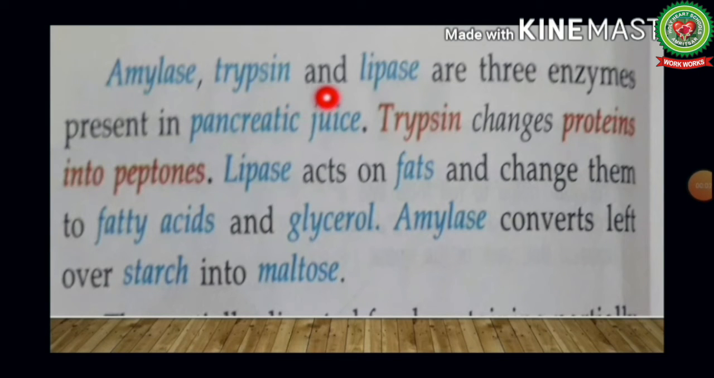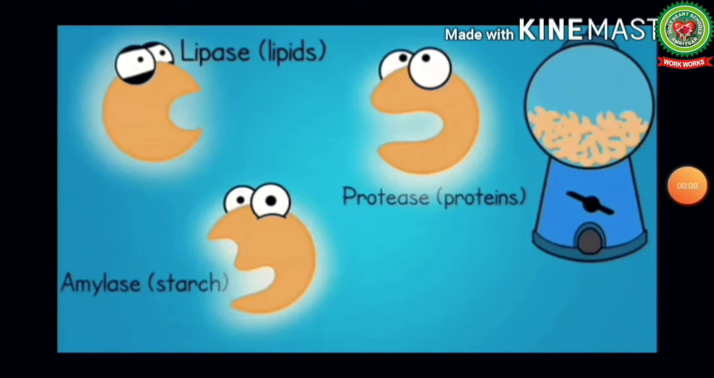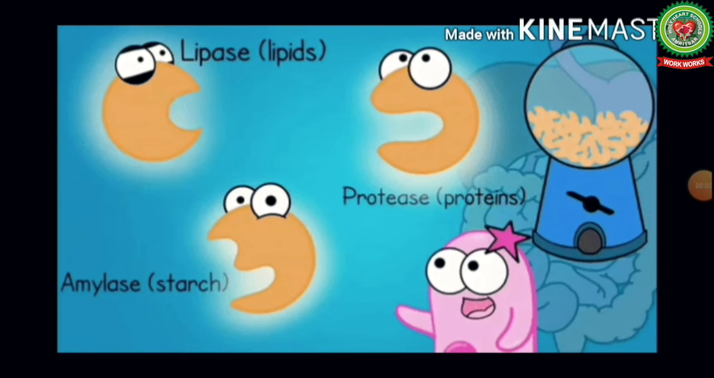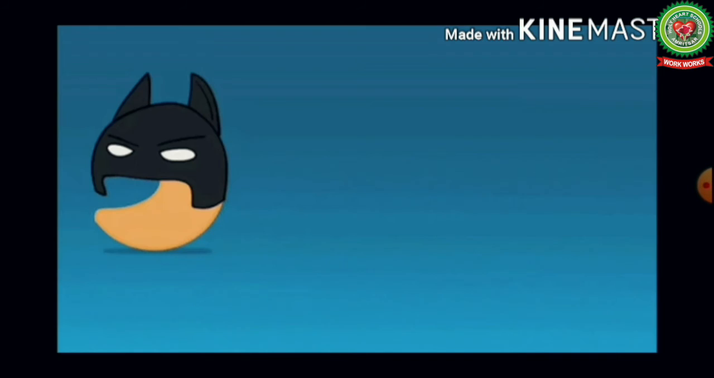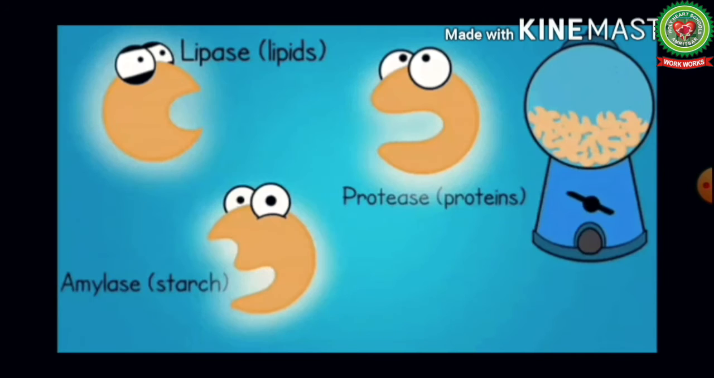Amylase, trypsin and lipase are three enzymes present in pancreatic juice. Trypsin changes proteins into peptones. Lipase acts on fats and changes them to fatty acids and glycerol. Amylase converts leftover starch into maltose. In this picture, you can see pancreatic juice contains several enzymes like amylase, lipase, protease.